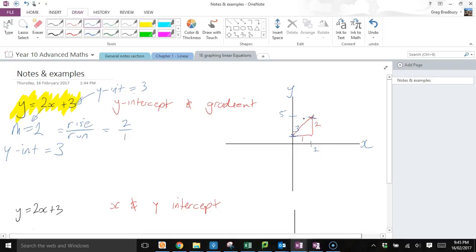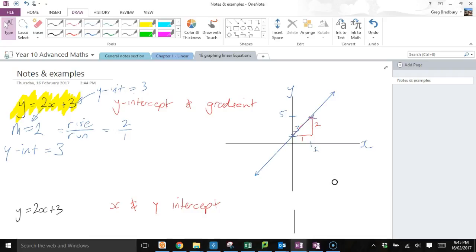Okay, so now we've got 2 points, we can draw a line. I'll try and use this arrow. So we can draw a line straight through there. So that is a line drawn by the y-intercept and gradient method.